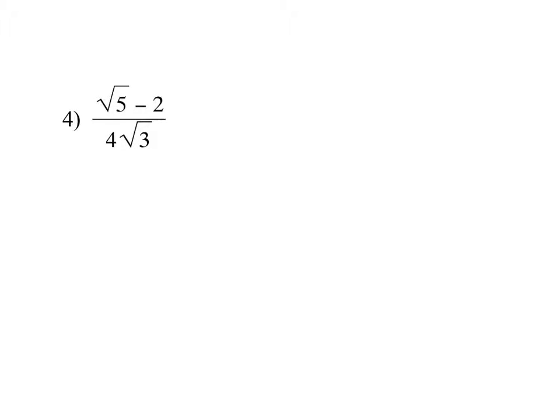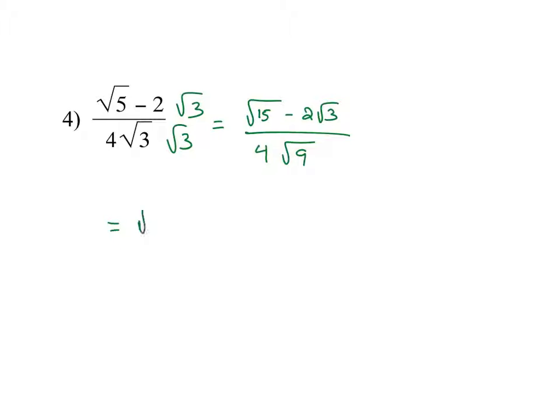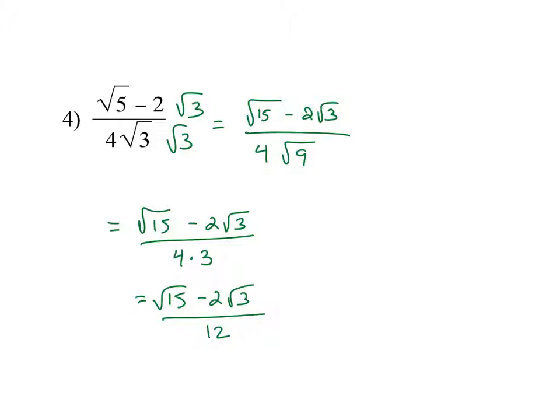The next one, I have this expression. I just have one more number, sorry. So when I rationalize, I want to actually just multiply times the radical. So I don't have to multiply times that 4. So I'm going to distribute. So I have the square root of 15 minus 2 square root of 3 divided by 4 times the square root of 9. So this is the square root of 15 minus 2 square root of 3 divided by 4 times 3. So the square root of 15 minus 2 square root of 3 divided by 12.